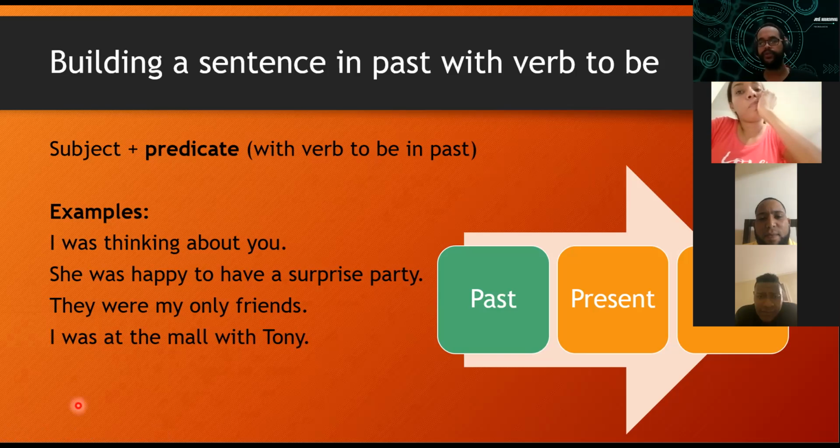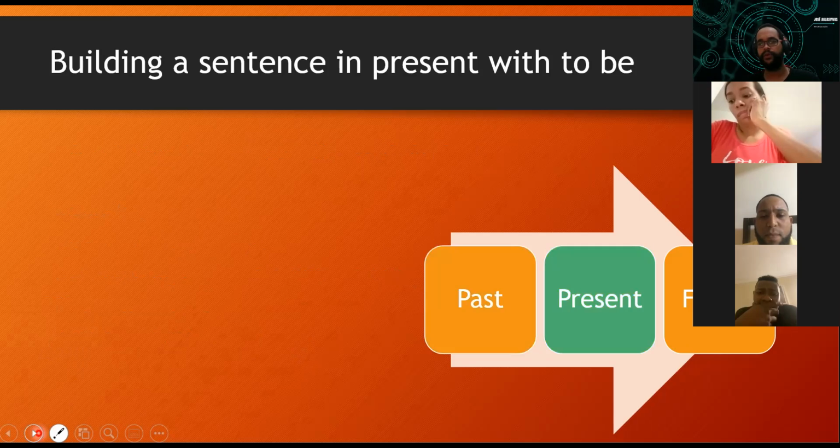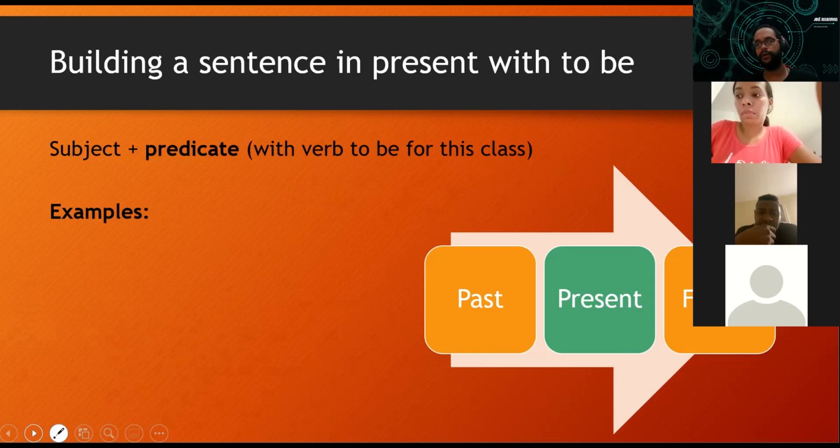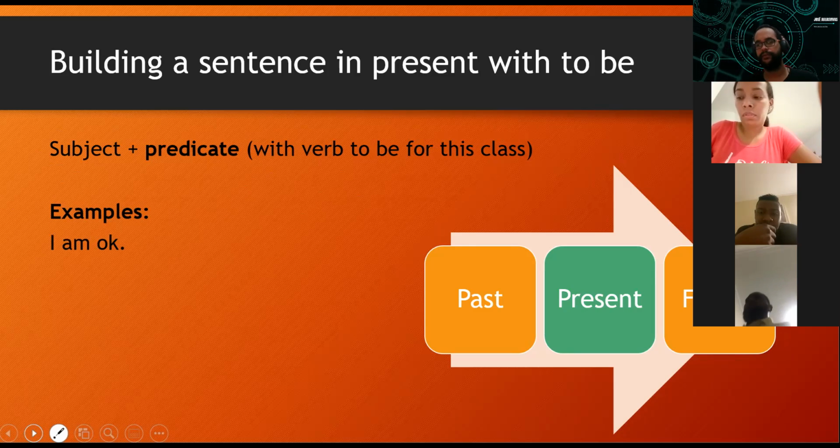I was at the mall with Tony. This sentence has was, which makes the sentence past. So now let's go ahead and see some examples in present. The current way of building the sentence is the same, subject plus a predicate. And the predicate for this class is going to be the verb to be in present.